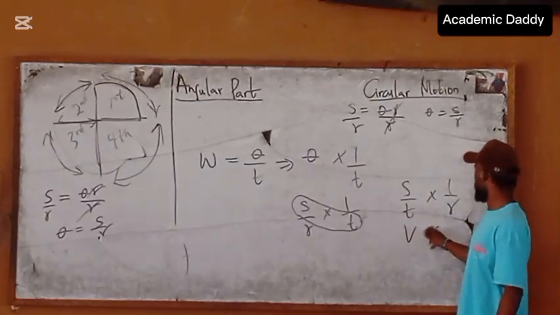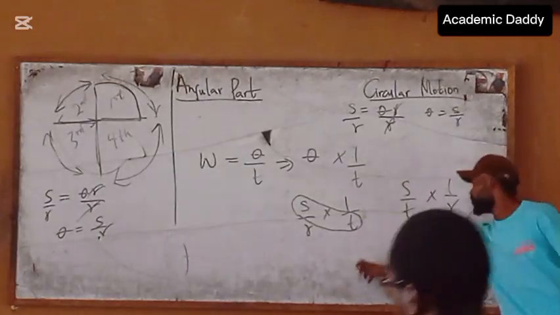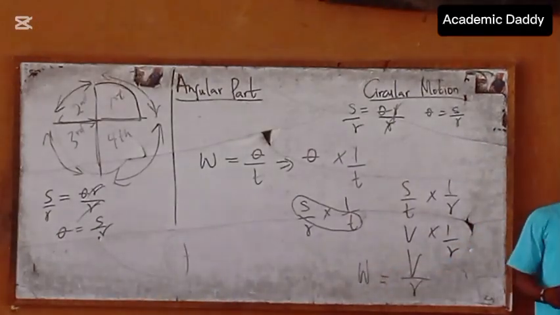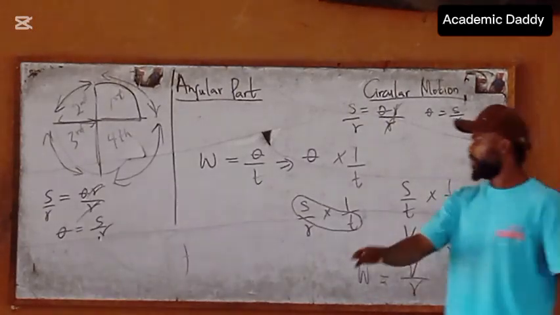So velocity times 1 over r, v over r. That is my W, whichever way you want to put it.